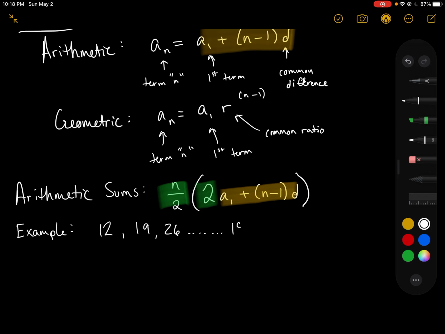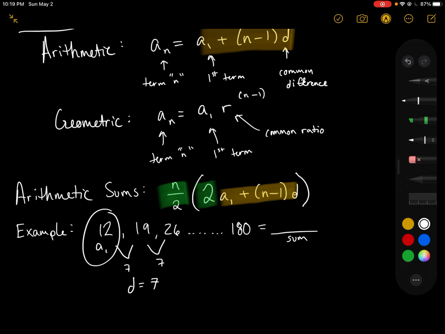So let's go over an example of an arithmetic sum. So let's say we have the sequence 12, 19, 26, and then they do that annoying dot dot dot thing. They say it keeps going until you get to 180, and they want to know what the sum of this is. So that would be really annoying to type into your calculator. It would probably take you about 5 minutes. You'd probably miss one of the numbers or type it in wrong, and you get the whole thing wrong, even though you just spent all that time. So what do we do?